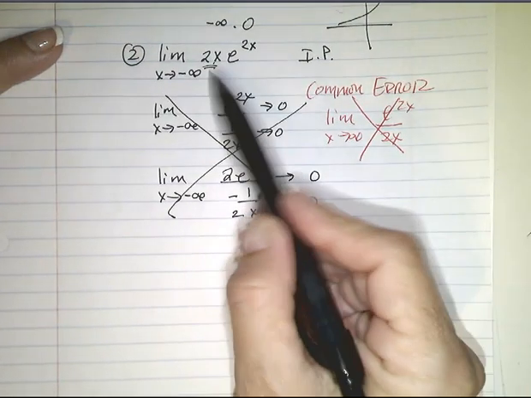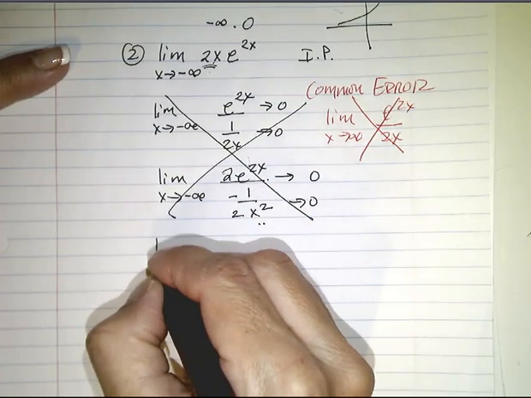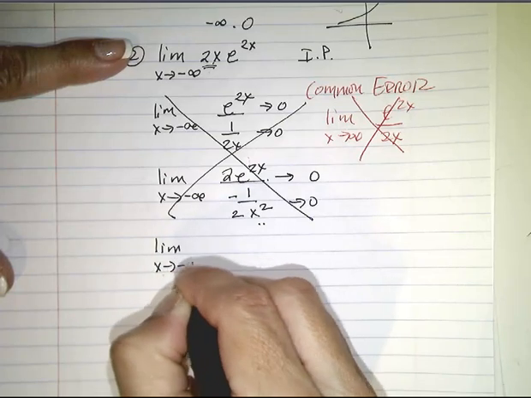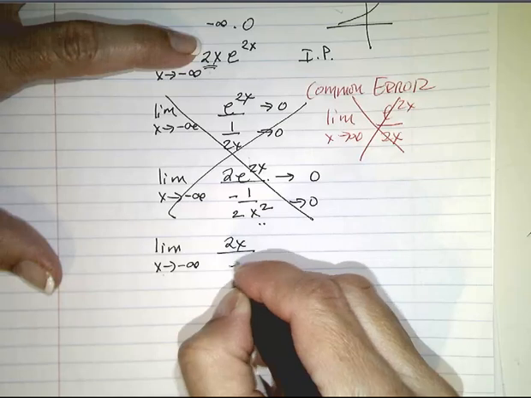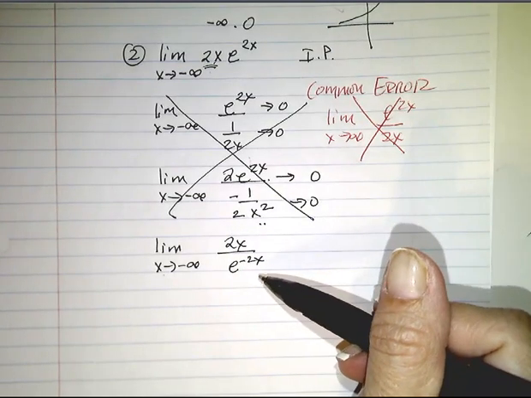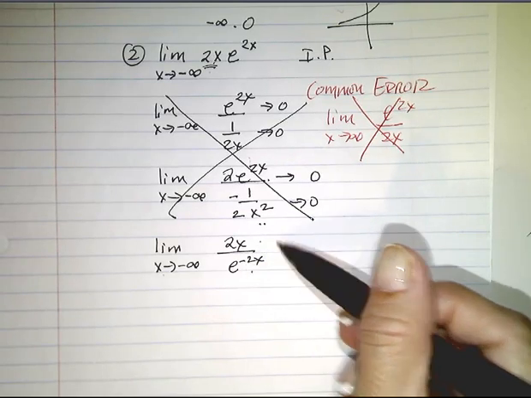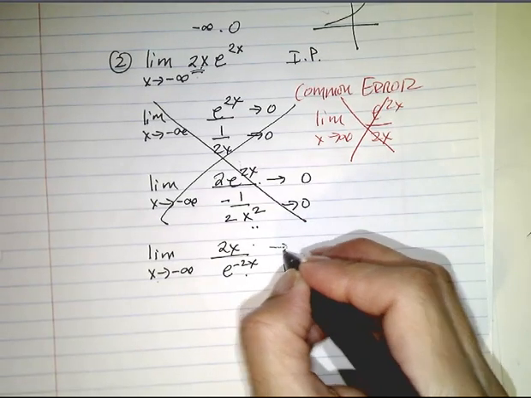And so this time I'm going to move the e to the 2x to the bottom. Okay, so this limit, our original limit, is equal to the limit as x goes to negative infinity of 2x over e to the minus 2x. You might need to pause and look at that to make sure you believe that. But 1 over e to the minus 2x just is e to the 2x. Okay? Now we see the top goes to infinity.